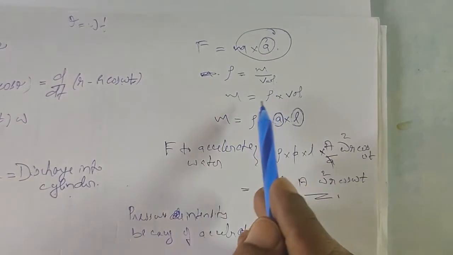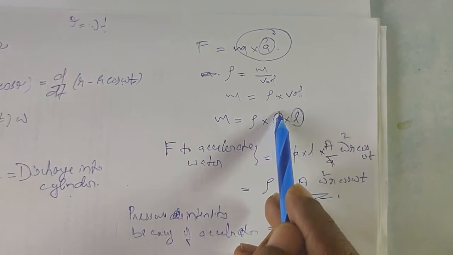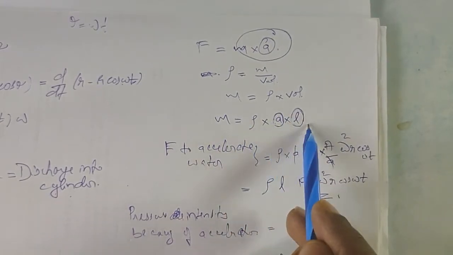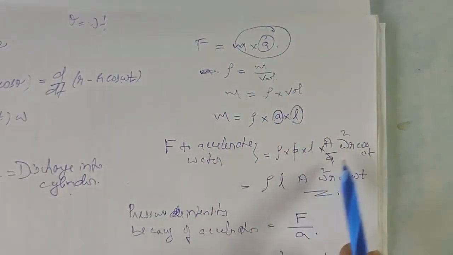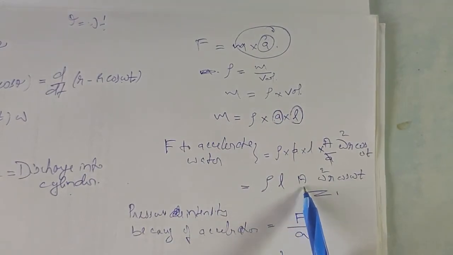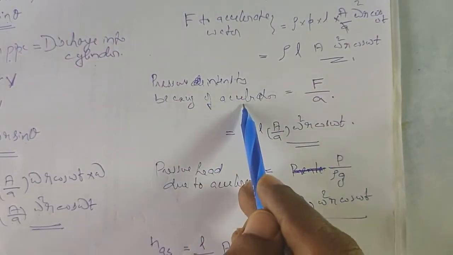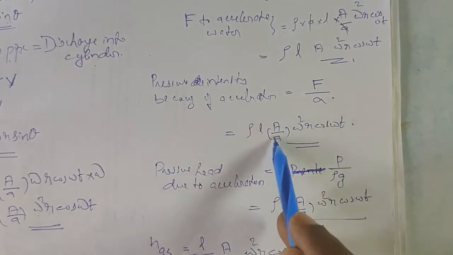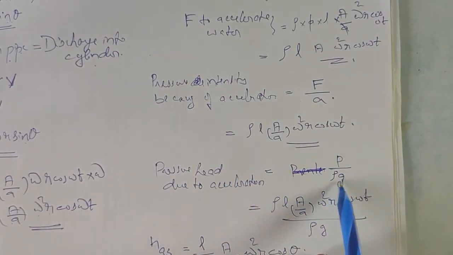What is m? M is equal to rho, density, into volume. Volume means the volume of water in the suction pipe, area into length of the pipe. M is equal to rho a L. So force is equal to m into a, that is rho L A omega square r cos omega t. Now that force is converted to pressure. The pressure intensity because of the acceleration is equal to F by a, so the area comes again. Then the pressure head due to acceleration is the pressure intensity divided by rho g, the weight of water.